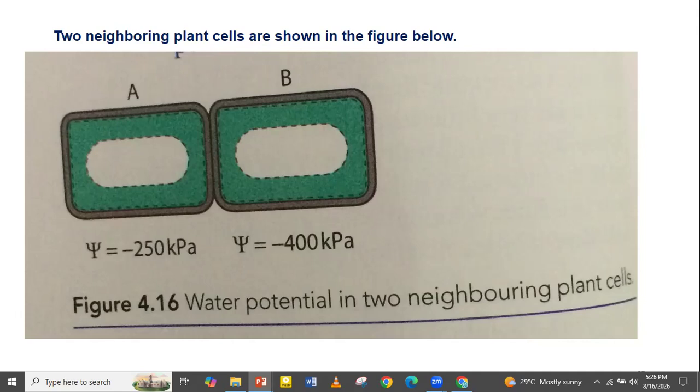If you have been following, you know that water potential can be measured in kilopascals, and we saw that the more negative the water potential, the lower the water potential. So that means cell A has a higher water potential. If osmosis is to occur between the two cells, we are going to have net movement of water molecules from cell A to cell B, rather than from B to A. So basically that is it about osmosis.